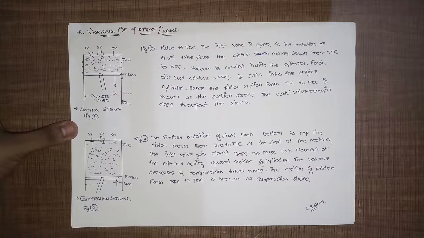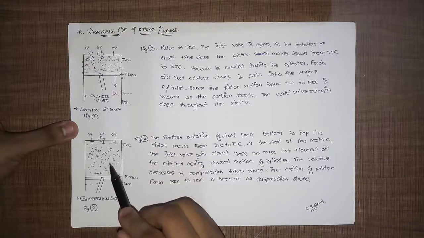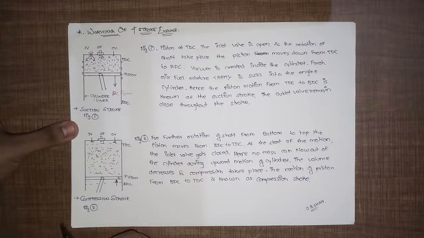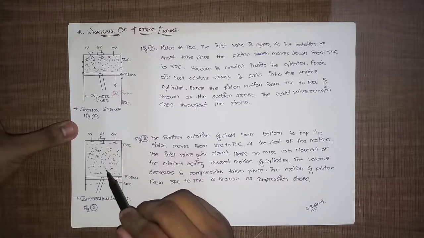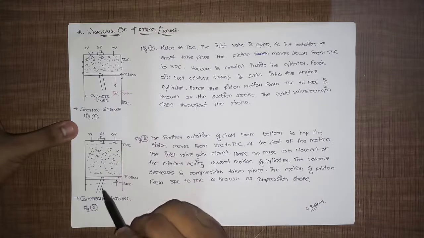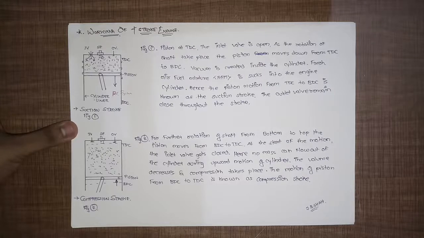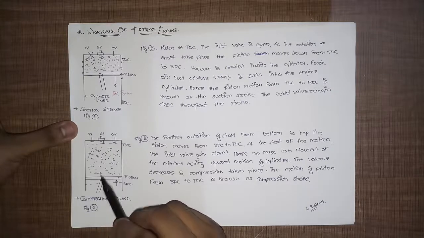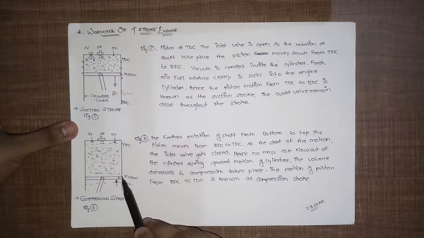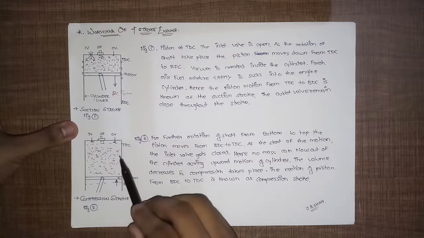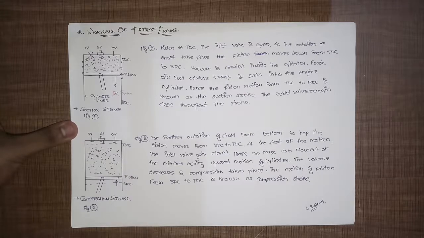Now, the compression stroke. At the compression stroke, the piston will be at bottom dead center and it will move upward to top dead center. As the crankshaft rotates, the piston starts moving upward and the volume inside the cylinder starts compressing. So the volume decreases and compression of the air fuel mixture takes place. The motion from top dead center to bottom dead center to top dead center is known as the compression stroke.